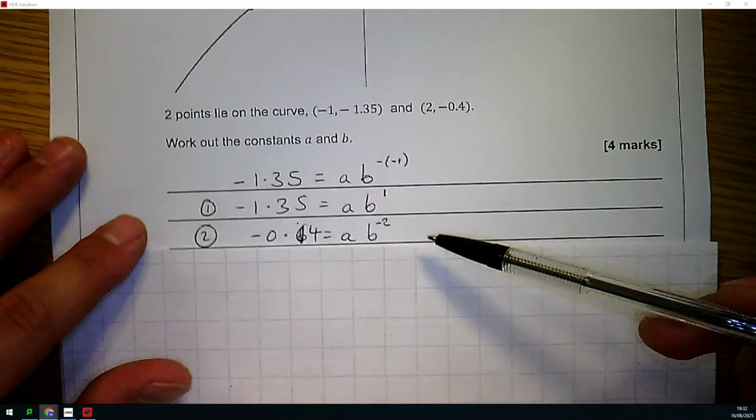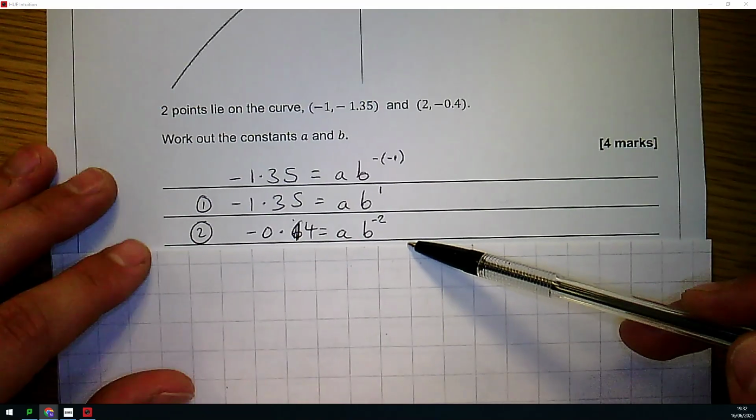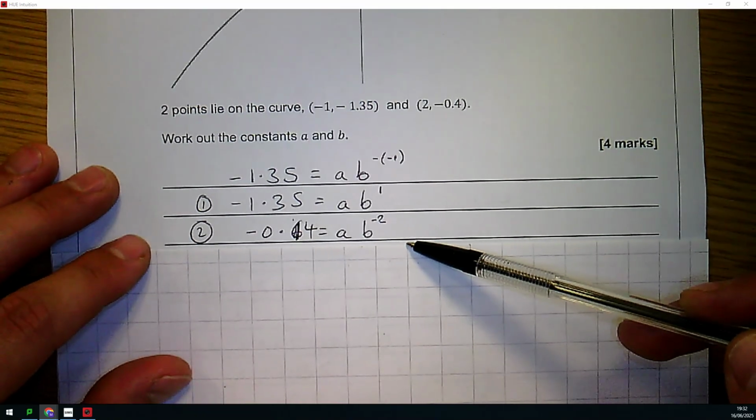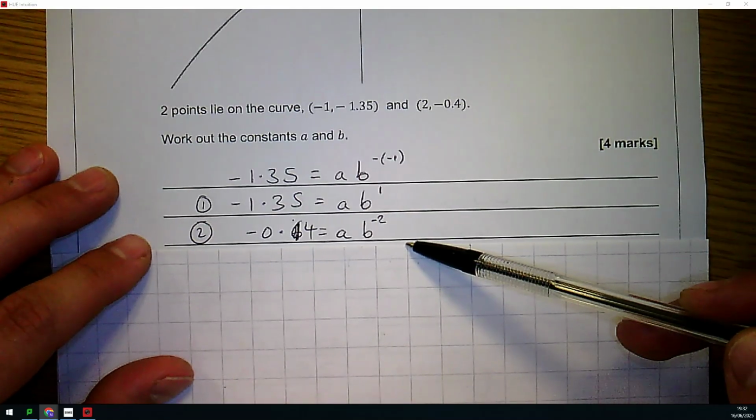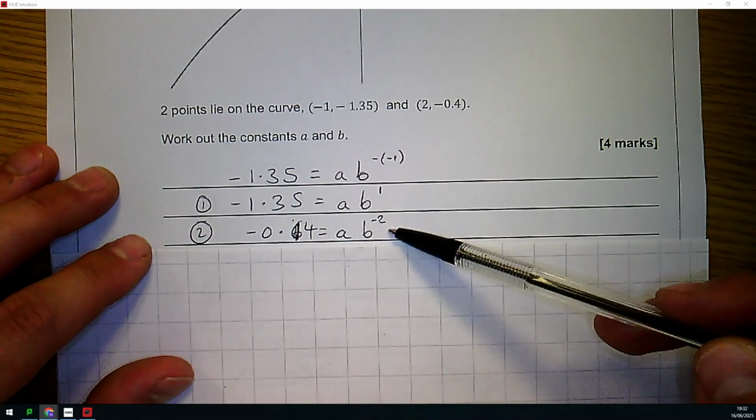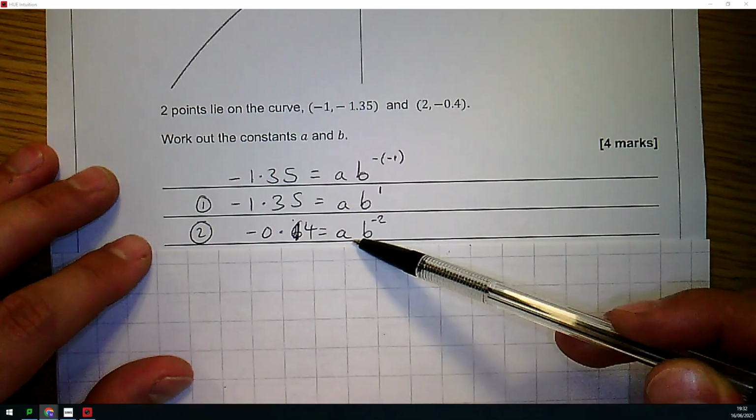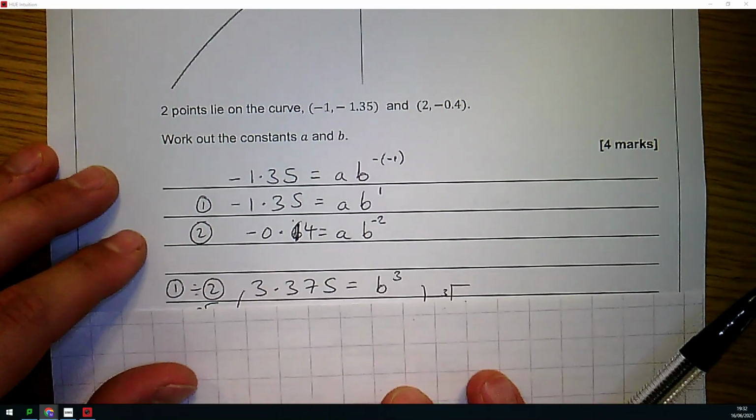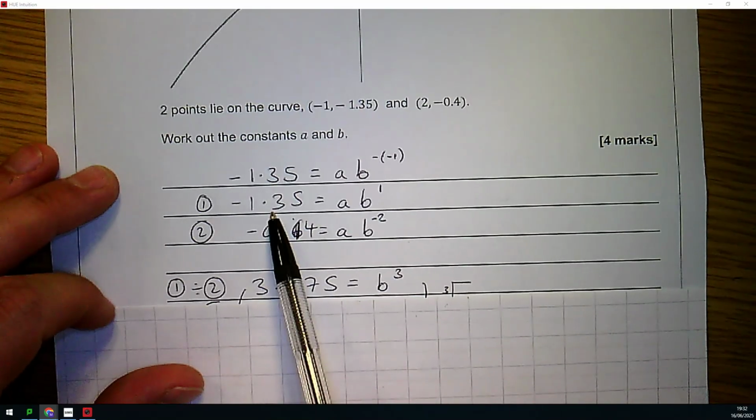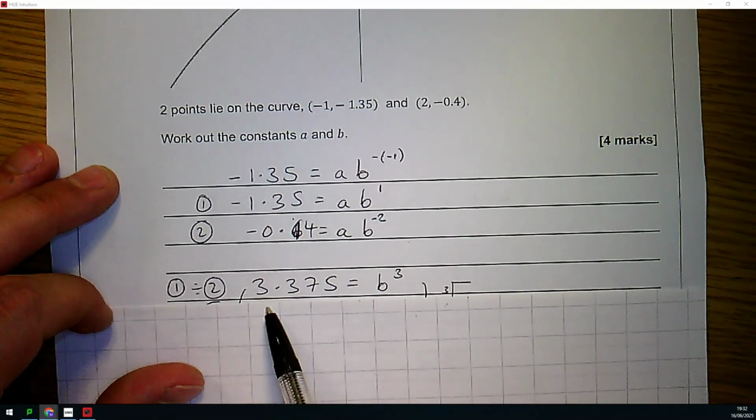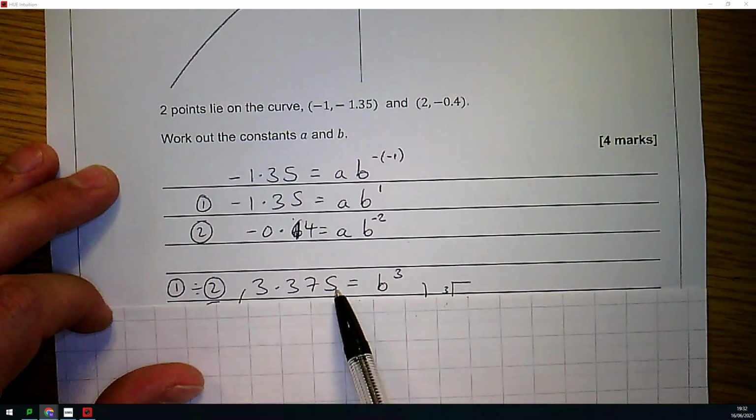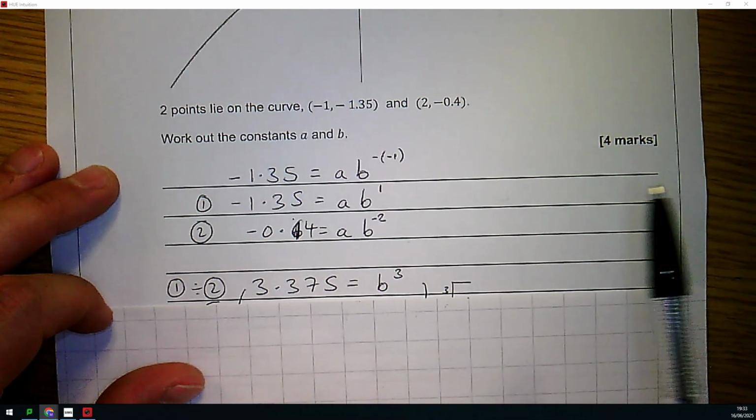Now, this is a type of simultaneous equation for a and b. To solve this, you need to divide the equations against each other. In general, you want to divide by the negative power. It makes it seem more complicated, but it'll make it easier afterwards. So we're going to do equation 1 divide equation 2. -1.35 divide -0.4 is 3.375. You could have also left that as a fraction.